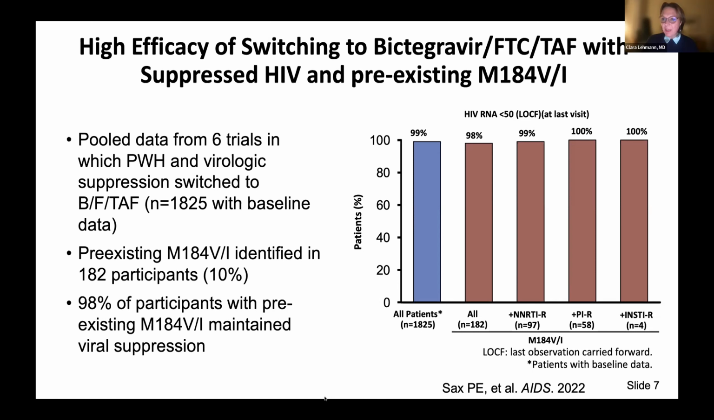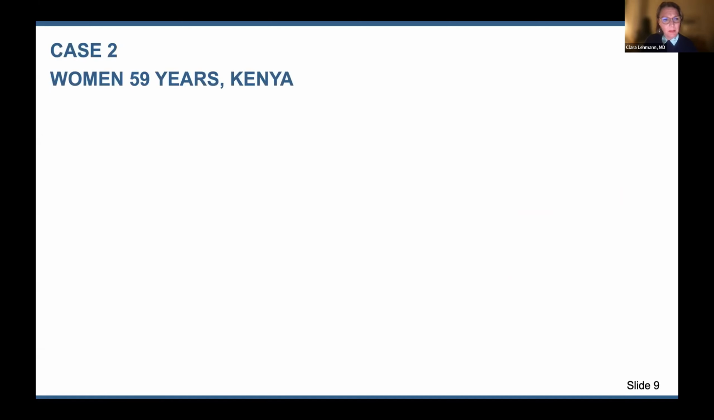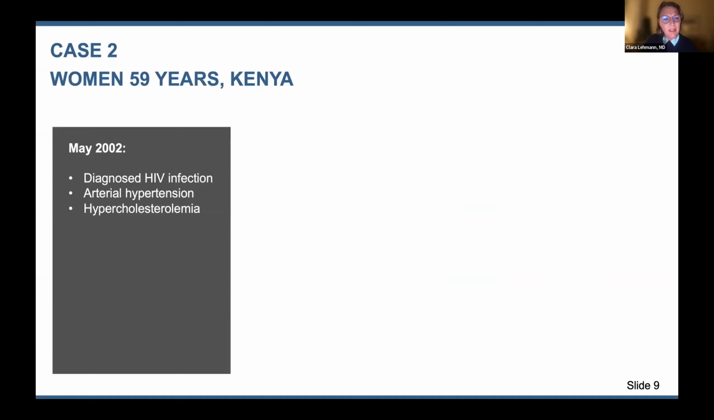Great. Okay, so maybe we will just continue then with the next case. Thank you very much. And the next case would be the question, should I switch to long-acting cabotegravir and rilpivirine? This is a second case, a 59-year-old woman from Kenya living for a long time in Germany. She was diagnosed in May 2002 with an HIV infection. At this time, she already had hypertension and also a high level of cholesterol.